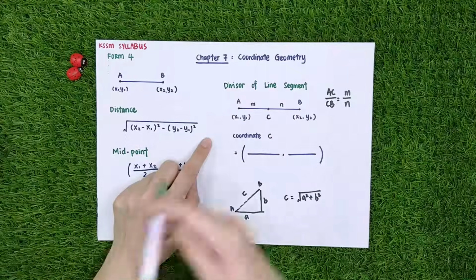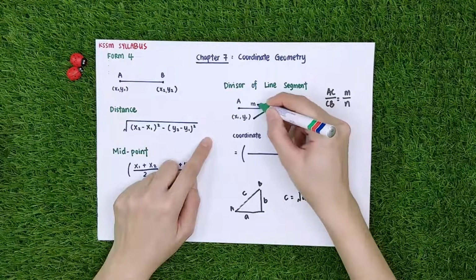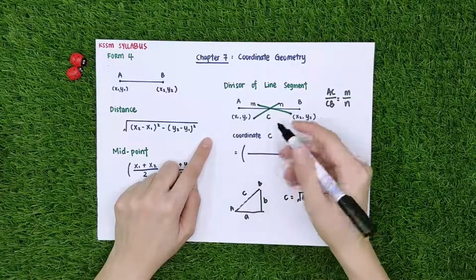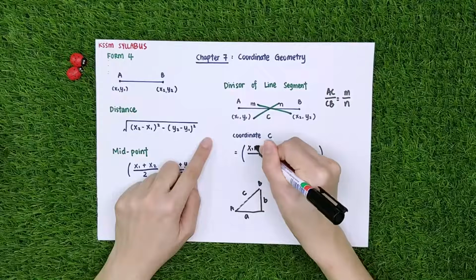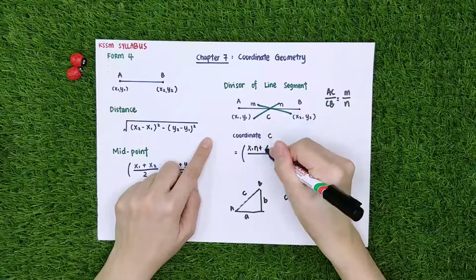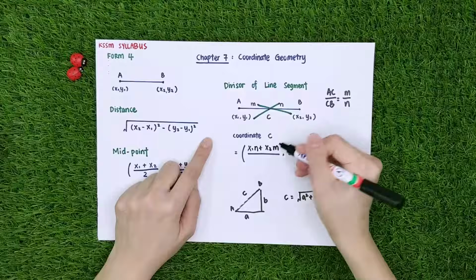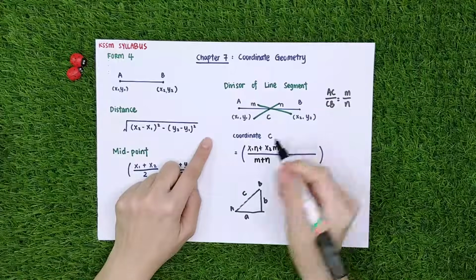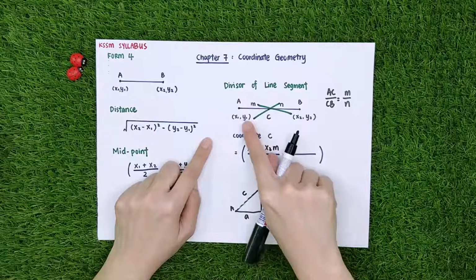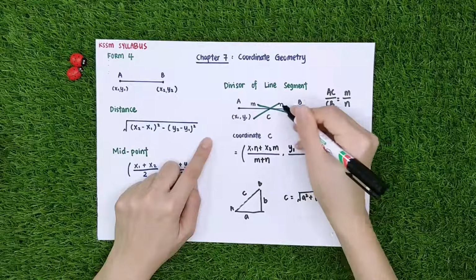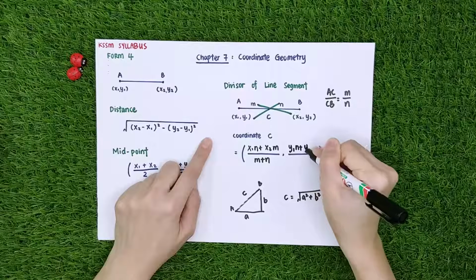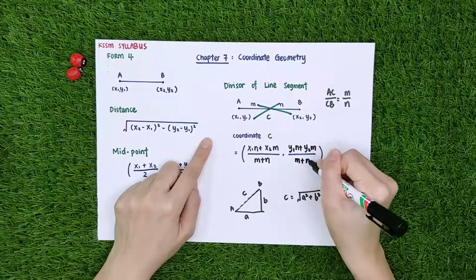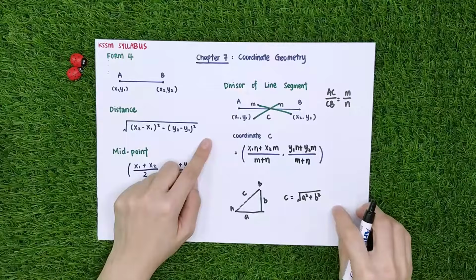Before finding the coordinate C, I will draw a cross here. Then I will use x1 times n plus x2 times m, and divide it by m plus n. Then I will use y1 times n plus y2 times m, and divide by m plus n. Then you can get your coordinate C.